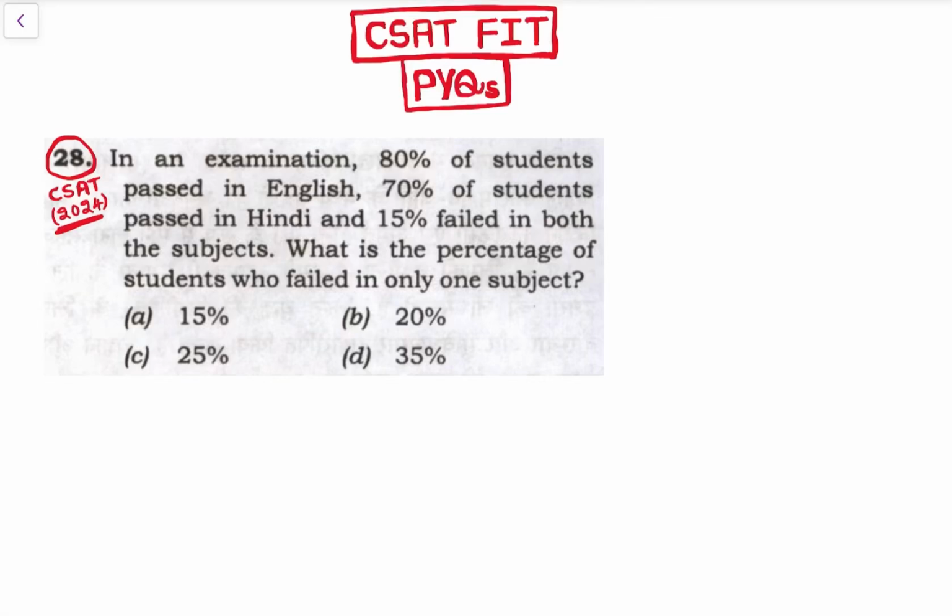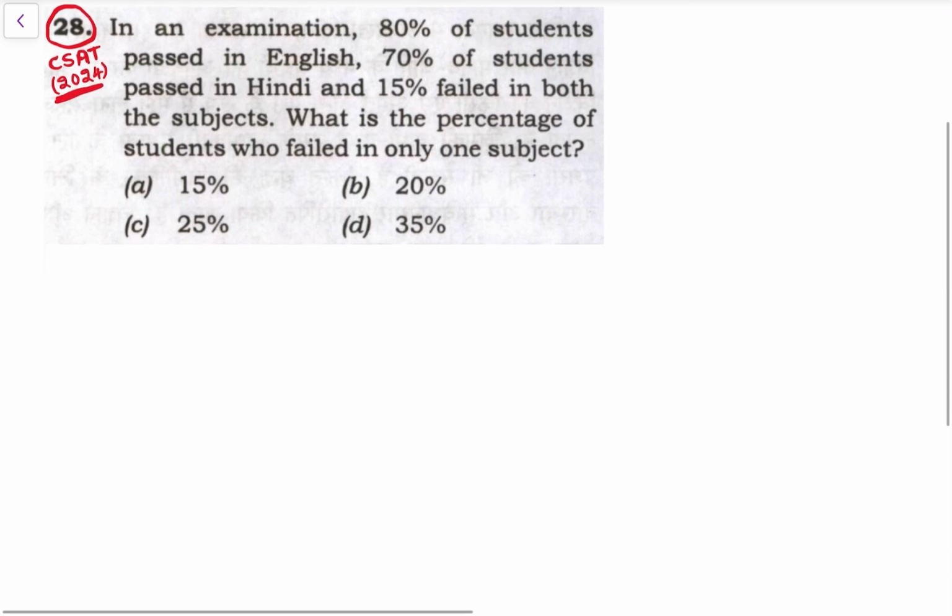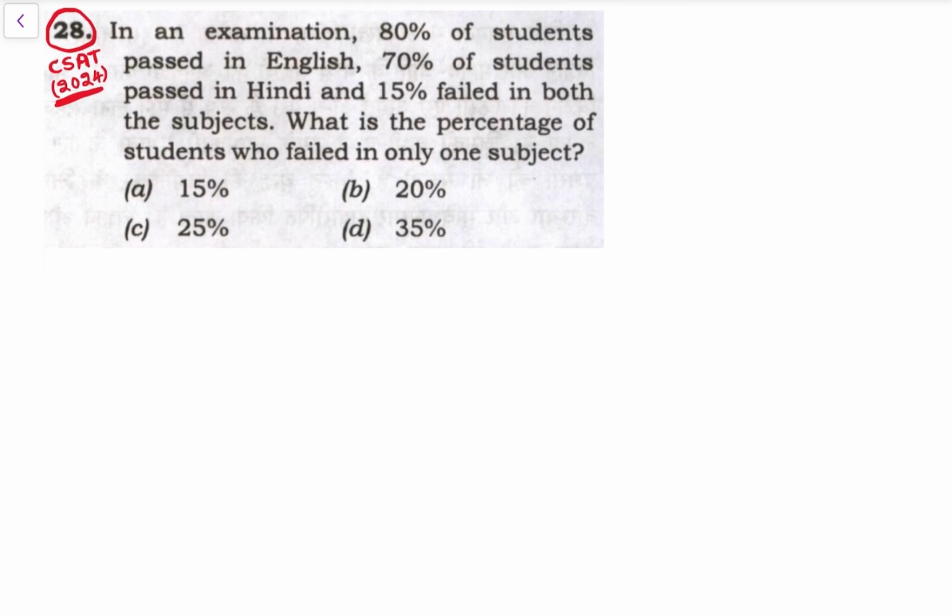This is a question asked in CSAT paper 2024. If we see, this is a Venn diagram based question, right? So in an examination, 80% students passed in English, 70% students passed in Hindi, and 15% failed in both.